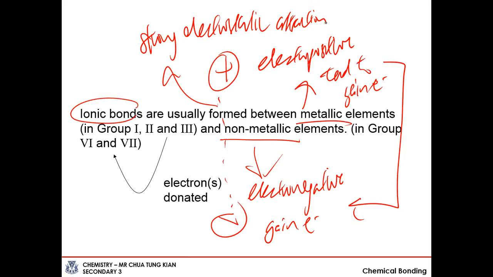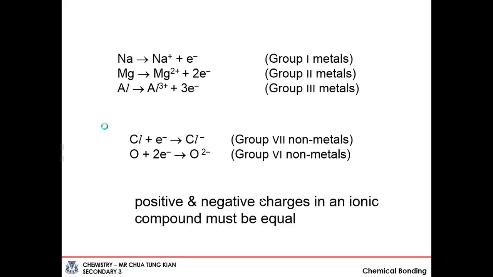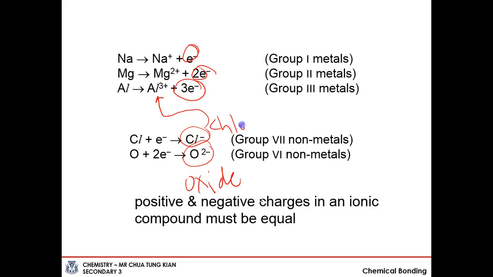Okay, so take a look at your periodic table. You will find the metals in groups 1, 2, 3, and non-metals in groups 5, 6, and 7. Some examples here: sodium loses 1 electron, Mg loses 2 electrons, Al loses 3 electrons. If chlorine gains 1 electron to form Cl-, it can form an ionic compound with any of the ions above. Same for the O2- or the oxide ion. This is the chloride ion.